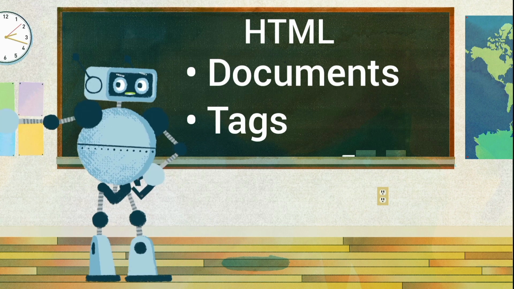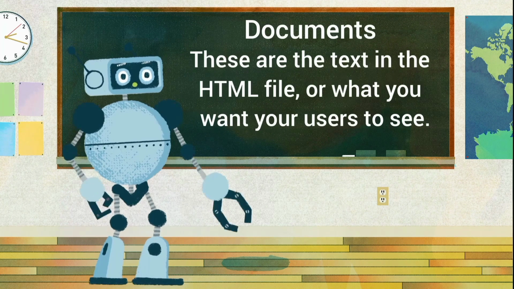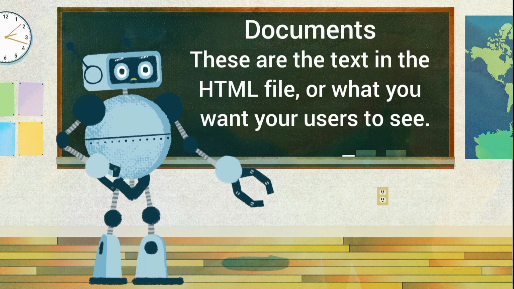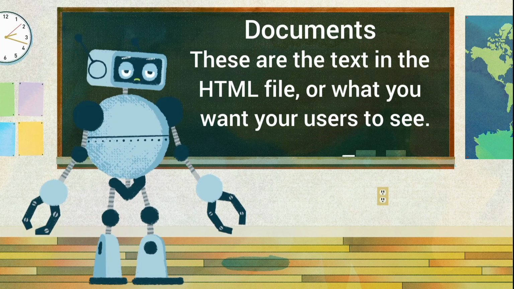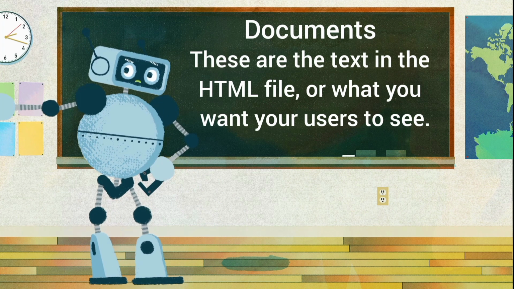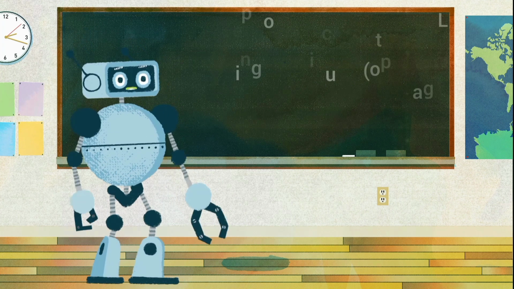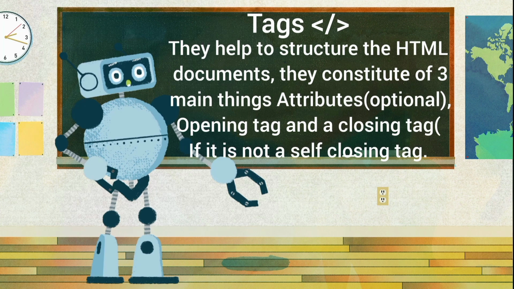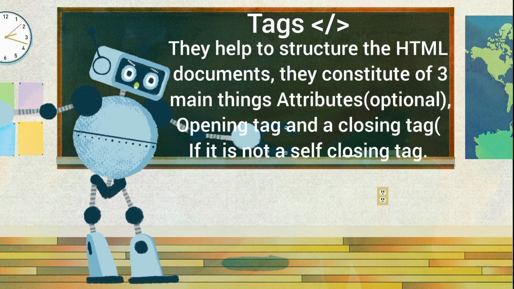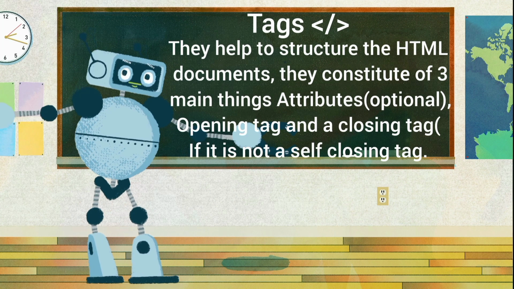The first is documents and the second is tags. Okay, so listen. So what are documents? Documents, of course, are written down text which contain all the info of the web application or site. They are the main constituents of the HTML document. What are tags? In HTML, tags are used to define an element. They help to structure the documents or info in the HTML file.